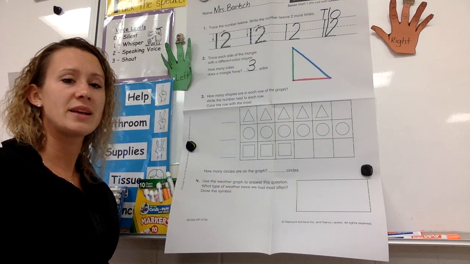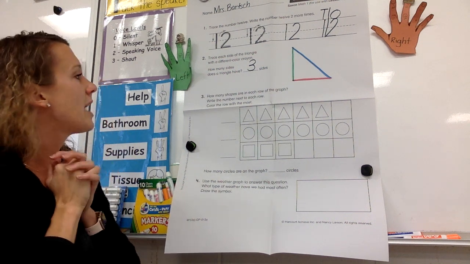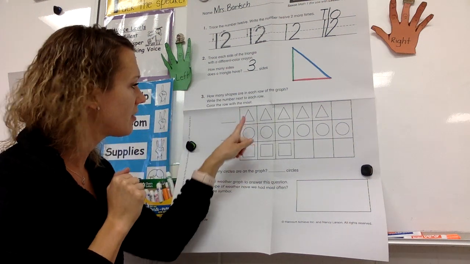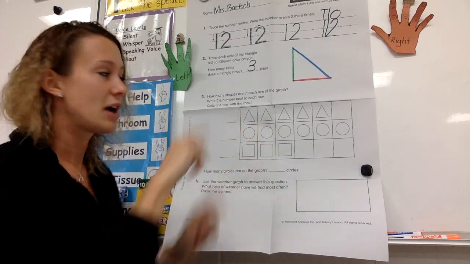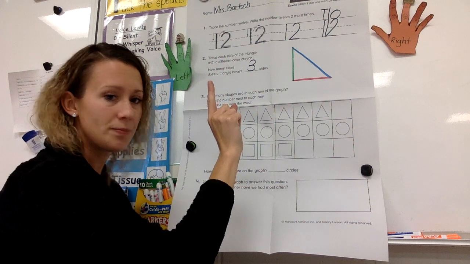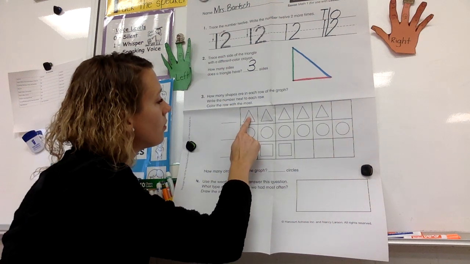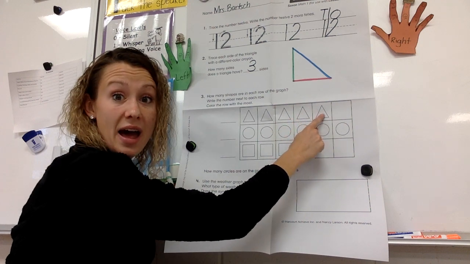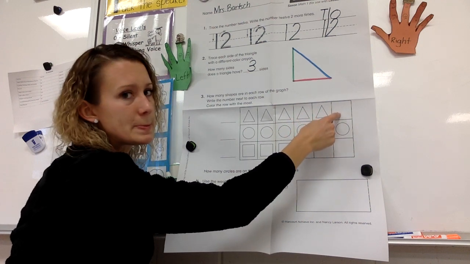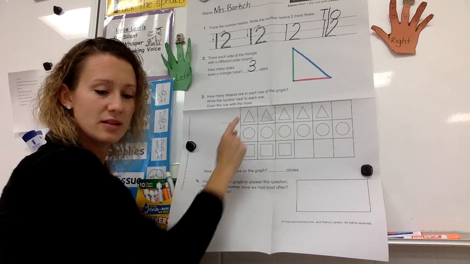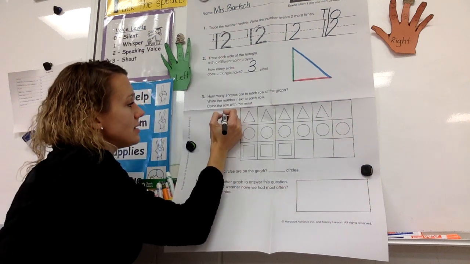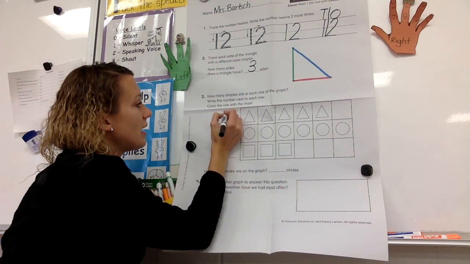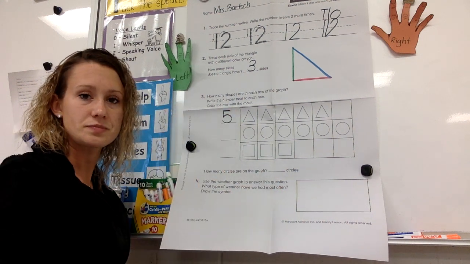All right, park your pencil. It says, how many shapes are in each row of the graph? Let's count. What are these shapes? Triangles. Count the triangles with me. Take your finger and touch and count with me. Ready, go. 1, 2, 3, 4, 5. Can we count this one? No triangle there. 5. On this little line, we need to write a 5. Down and around to that bottom line. Give it a hat. Park your pencil.